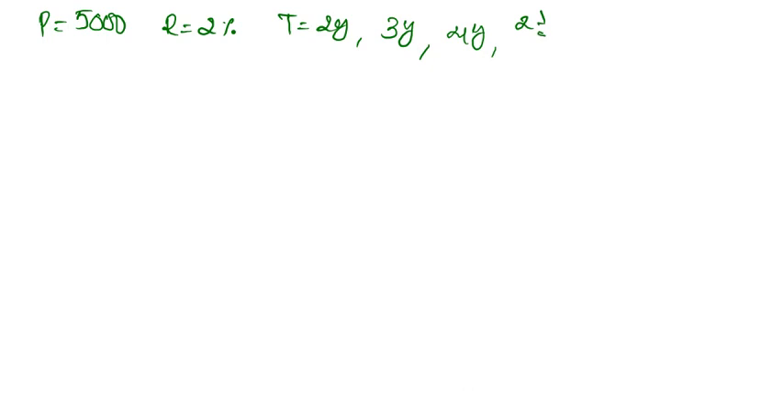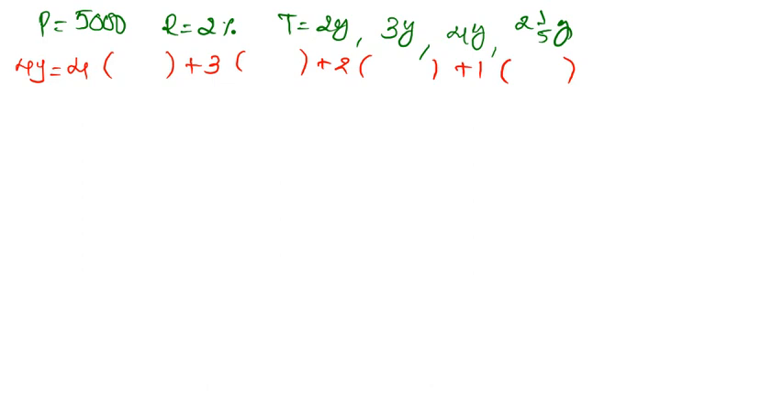Let the principal be the same for easy purpose, 5,000. Let the rate of interest be 2%. The time periods are again 2 years, 3 years, 4 years, and 2.5 years. Now let's calculate for 4 years. That means 4 into box, plus 3 into box, plus 2 into box, plus 1 into box.